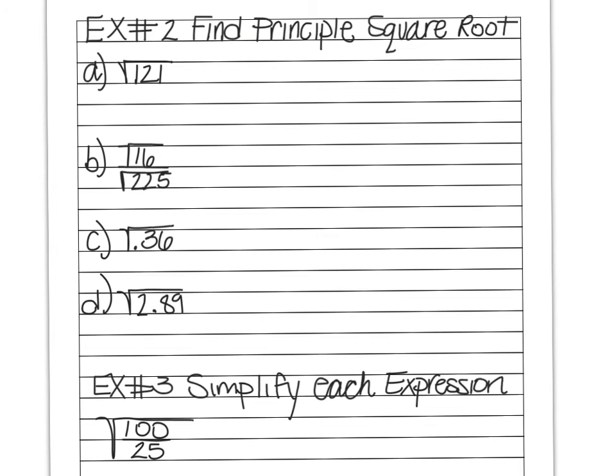Example number 2, it says find the principal square root. So here we're taking a square root of a number. So all of these are going to be perfect squares. So that means that two numbers that are the same multiplied together give us 121. So what times what gives us 121? That is exactly the same number. Well, 11 times 11 is 121. So the square root of 121 is just 11. It's just one of those numbers.